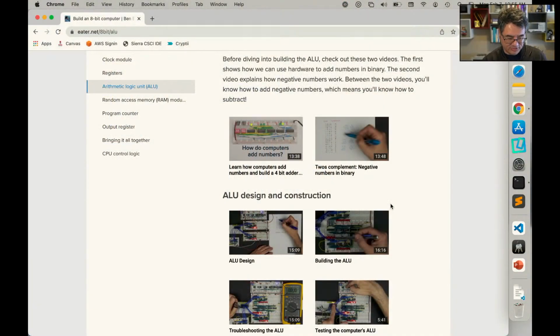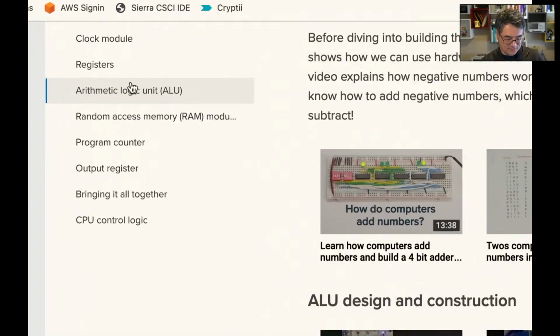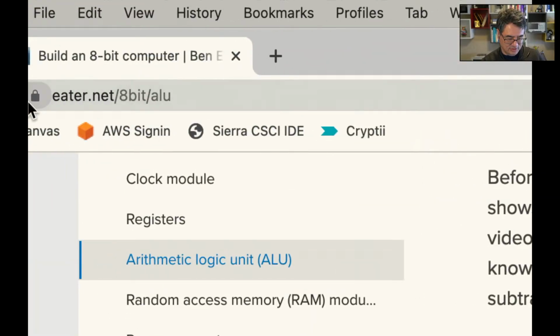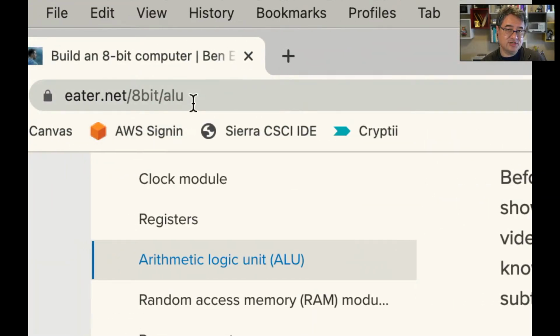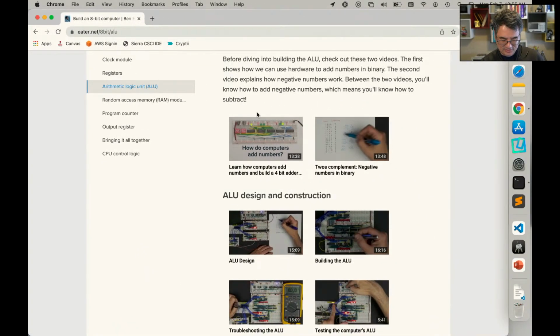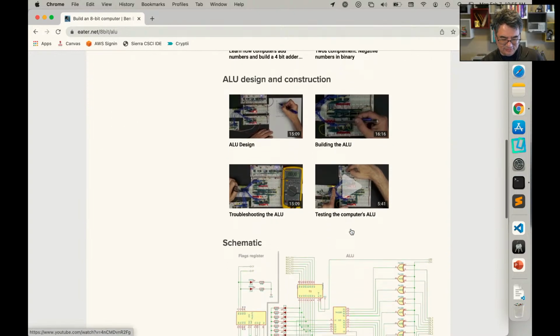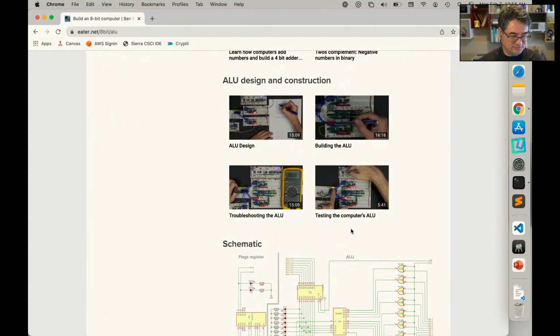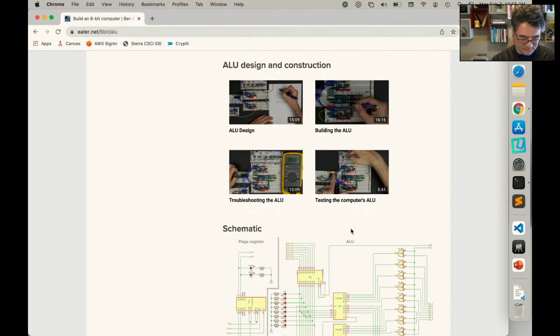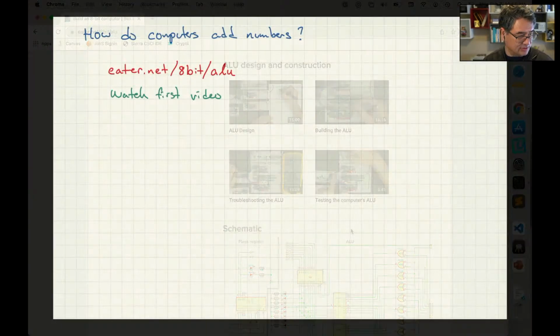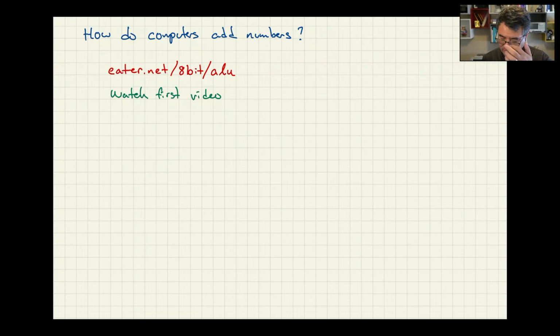So he's got a whole series of videos in which he does that. This is his website, eater.net, and then this is 8-bit/ALU, which stands for Arithmetic and Logic Unit. And then he's got a whole bunch of videos where he constructs an ALU from just discrete logic chips. Very cool. If you need the URL again, it's right here. It's eater.net/8-bit/ALU. We can watch the first video. That's the one that we just watched.